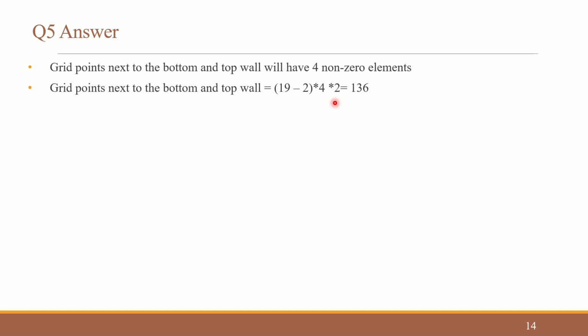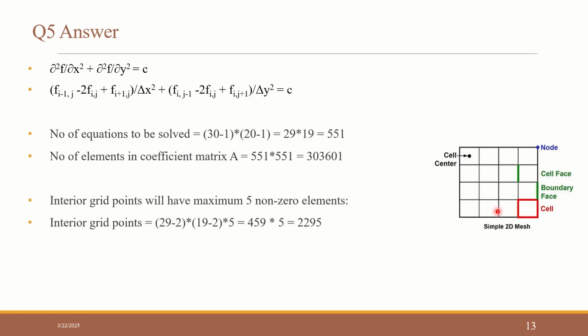How did we know they have 4 non-zero elements? Because they have one adjacent boundary layer. For example, if we take this itself, I am talking about this point. This point will have one boundary, so it can be from the y boundary.